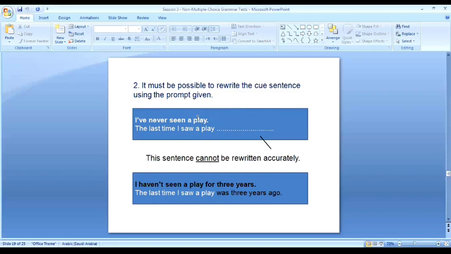Because if you look at the Q sentence, I have never seen a play, and the prompt here says the last time I saw a play. So there is no relationship. So this sentence cannot be rewritten accurately. So, I haven't seen a play for 3 years. If you add for 3 years, you say the last time I saw a play was 3 years ago. So like this, it could be possible. So it must be possible to rewrite the Q sentence using the prompt given.